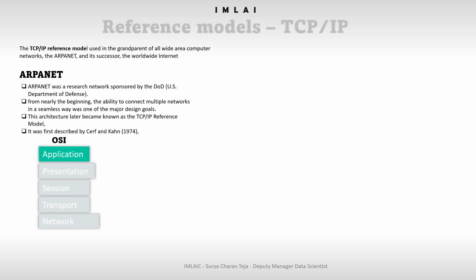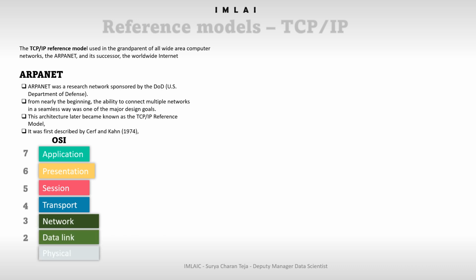So we know the ideal model is OSI. It consists of 7 layers: application layer, presentation layer, session layer, transport layer, network layer, data link layer, and physical layer. OSI is an ideal reference model. Now the actual reference model that was made is TCP/IP. This is the actual reference model.